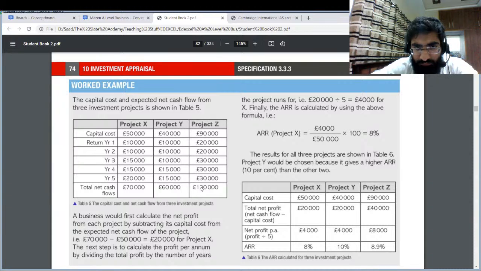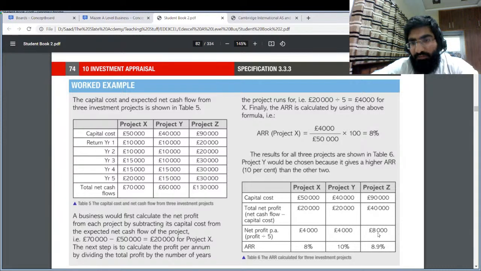Then for each one, we have to deduct the capital cost. So for the first one, we have to deduct 50,000. 70 minus 50 is how much? 20. Then 60 minus 40 would also be 20. And 130 minus 90 would be 40,000. So we have got net profits or net cash flow for each project. Then we divide this by 5 because the life of the project is 5 years. So 20 by 5 is 4, 20 by 5 is 4, and 40 by 5 is 8.